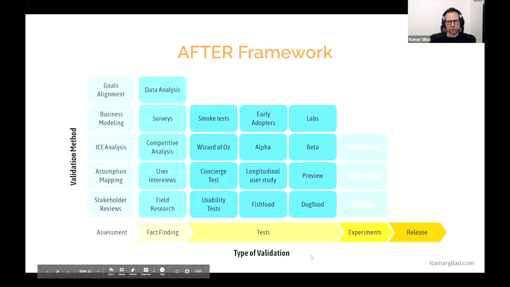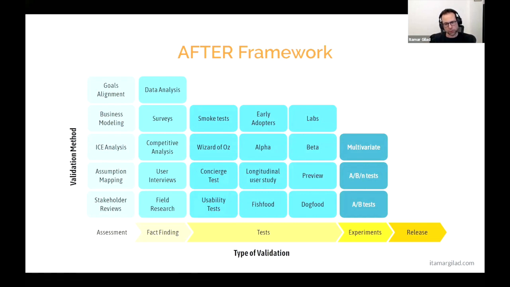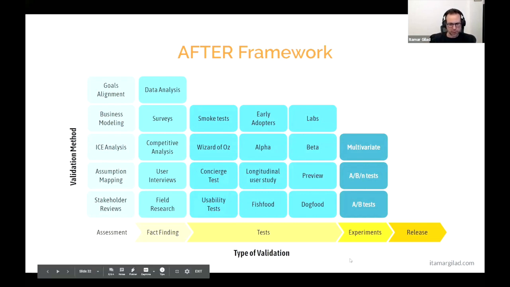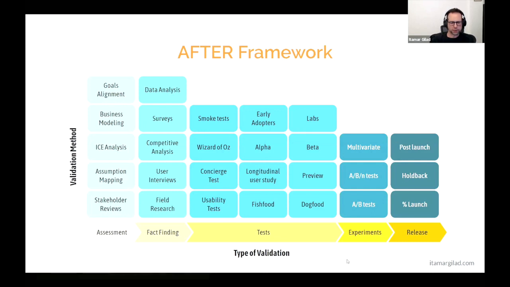For me, experiments, which are mostly A/B experiments, I'm using the statistical term for experiments. It's a test that also has a control element. So those are very important, and I highly recommend using them if you have enough data. Even the release itself is a type of test. So we can do percent launches, we can do holdback experiments, and we can monitor post-launch. So we should use the release phase as well as a way to validate our ideas.